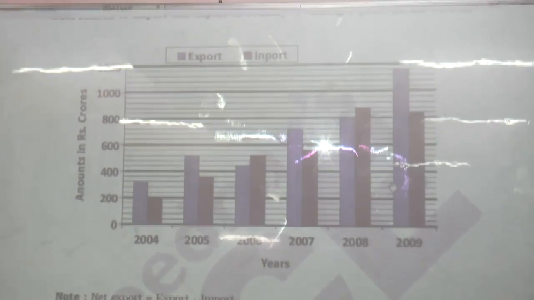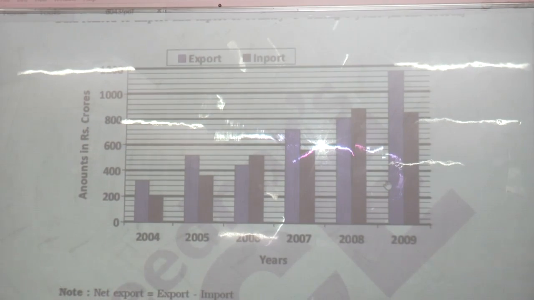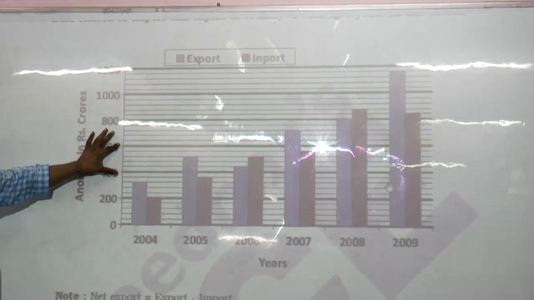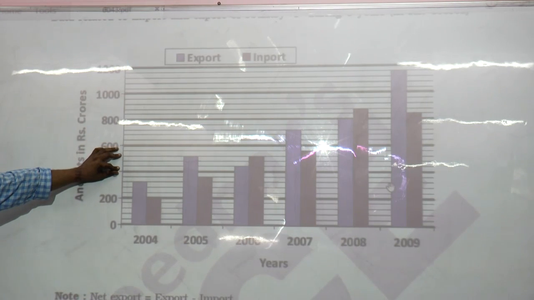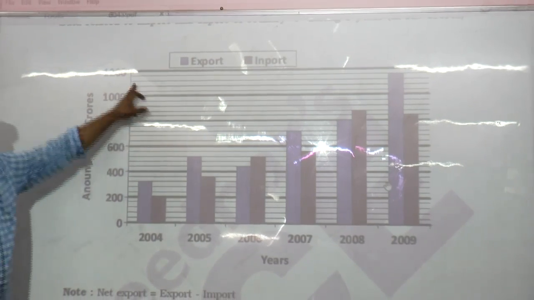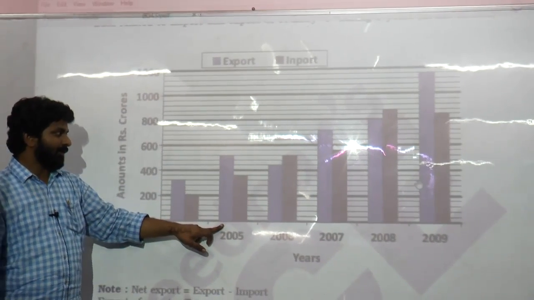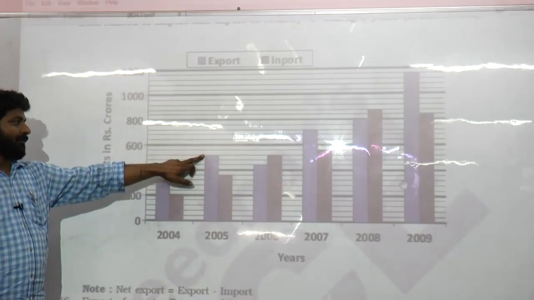The export of country T increased by what percent from 2005 to 2009? Country T export increased from 2005 to 2009. Right, so here we have a gap of 200 and we have 5 lines. Each line occupies 40. It asked about export increase from 2005 to 2009. Right? So this is 520.